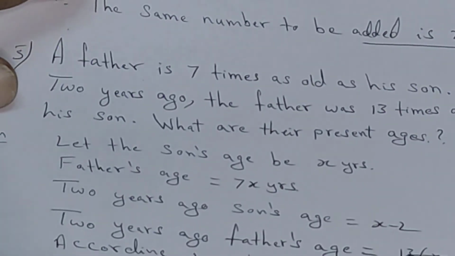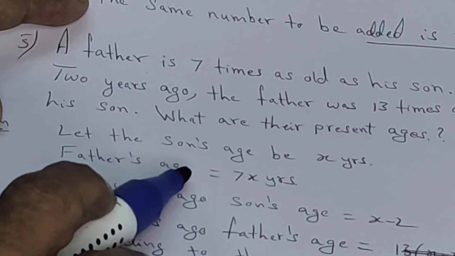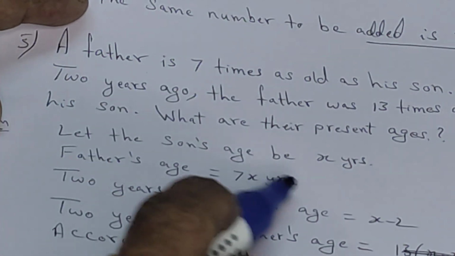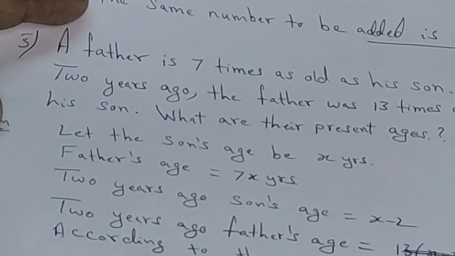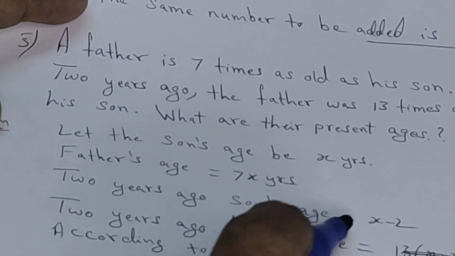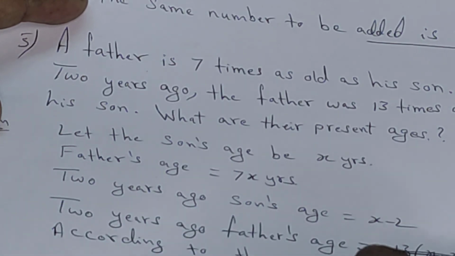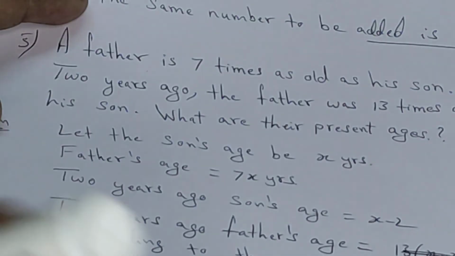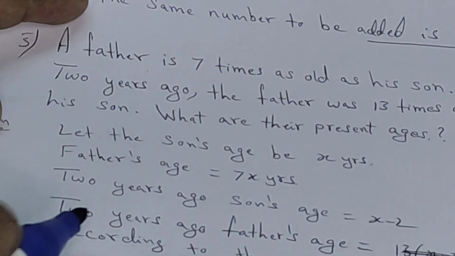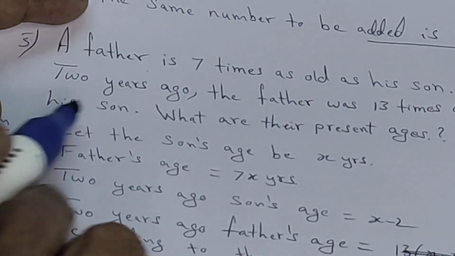Okay? Now let us assume. So let the son's age be x years, present age. Father's present age is 7 times, 7x. 2 years ago he was 2 years smaller. So if his age now is x years, 2 years ago it will be x minus 2. Now 2 years ago father's age is 7x minus 2, because 7x now, 2 years less. Now according to the problem, he says 7x minus 2 is equal to 13 into (x minus 2), 13 times as old as his son.